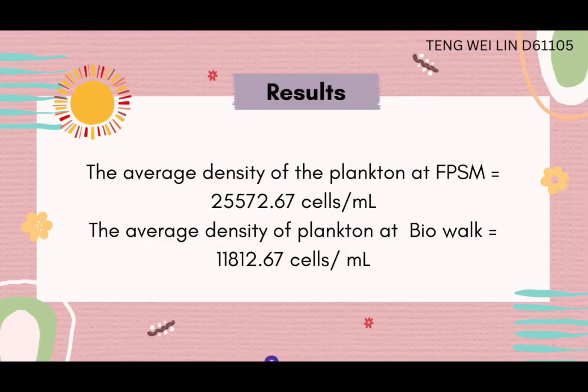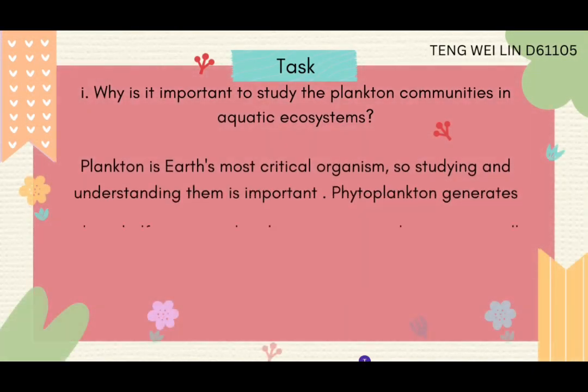Result. Average density of plankton at APSM is 25,572.67 cells per ml. Average density of plankton at Biowalk is 11,812.67 cells per ml.